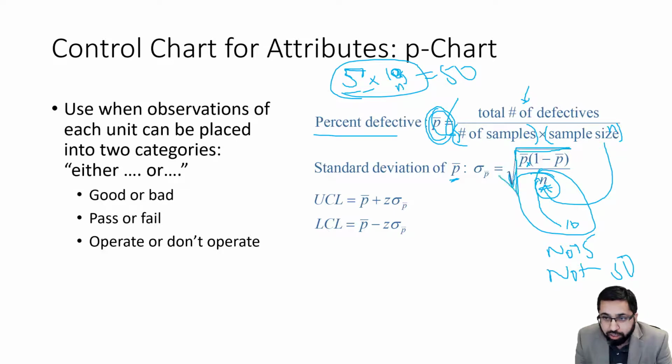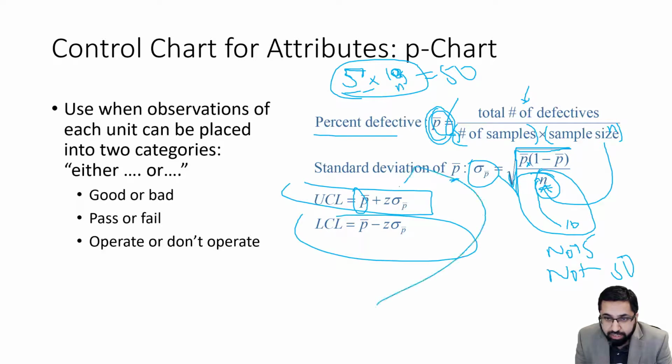So you plug and chug and you get sigma P bar, you get P bar, and then you can calculate UCL and LCL. The only thing missing is the Z-score. So what is the Z-score? Z is usually going to be 3, because usually we make 3 sigma control charts, and I'll talk about that in more detail shortly. What is the 3 sigma or 2 sigma control chart?